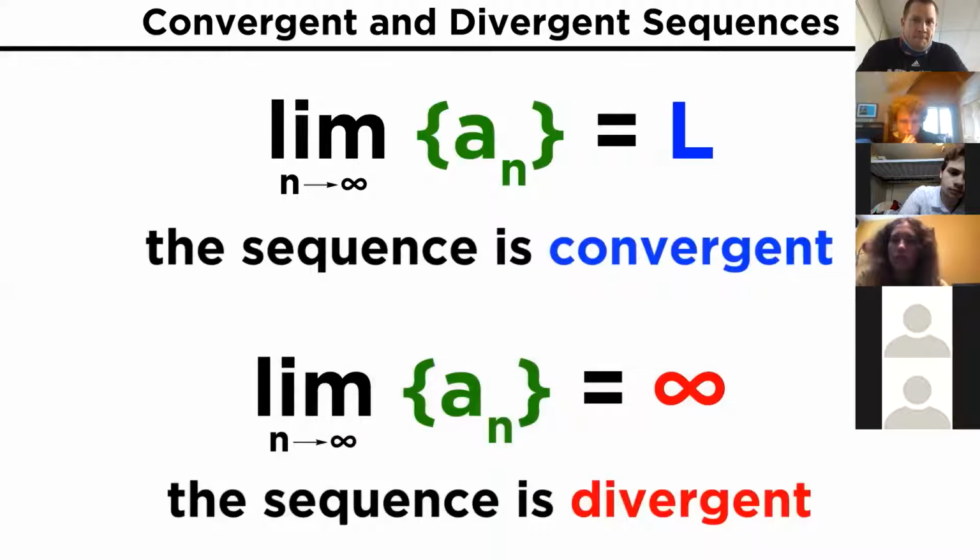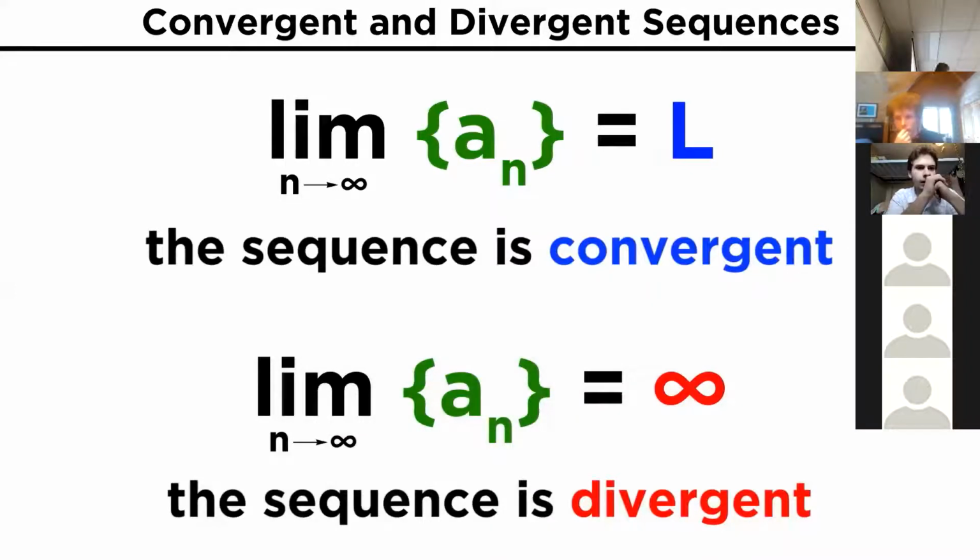Look at what a sequence does as n approaches infinity. If the sequence asymptotically approaches some finite number, it is convergent. This is from last time. If it does not do that, it is divergent.